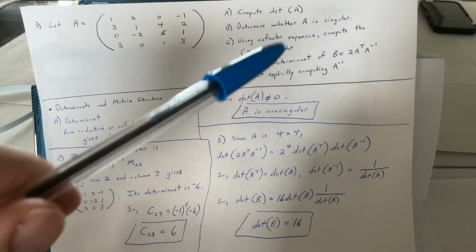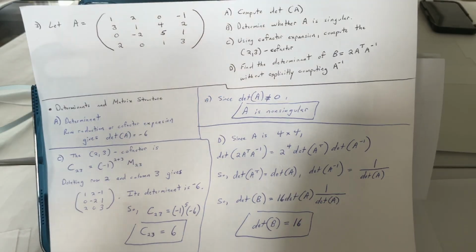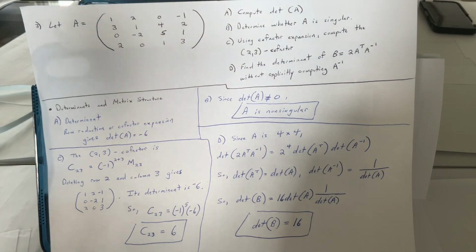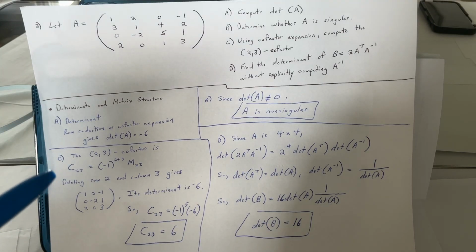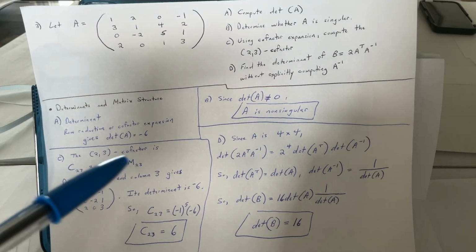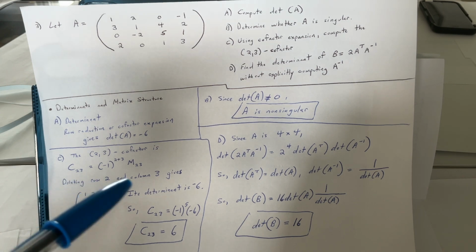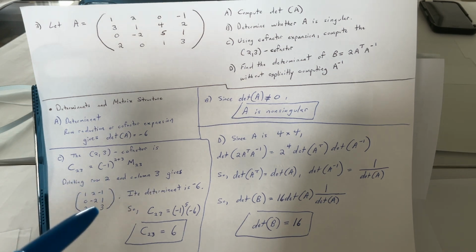For part B, determine whether A is singular. Since the determinant is not equal to 0, A is non-singular. Part C, using the cofactor expansion, compute the 2, 3 cofactor. Here, we're going to delete row 2 and column 3. It's going to give us the matrix with rows 1, 2, negative 1; 0, negative 2, 1; 2, 0, 3.